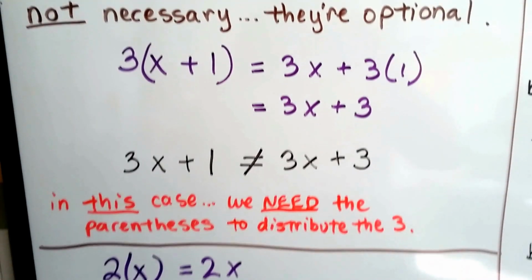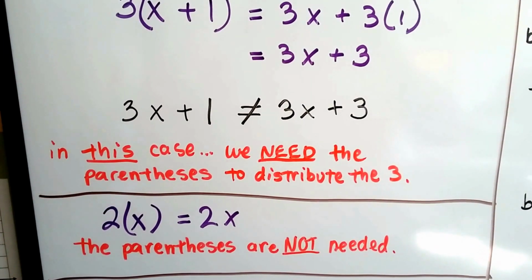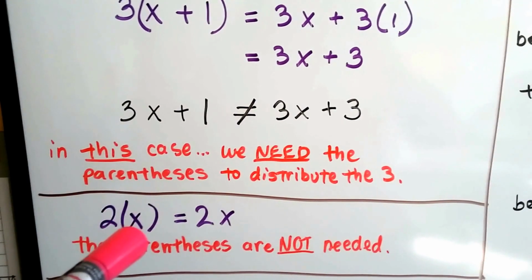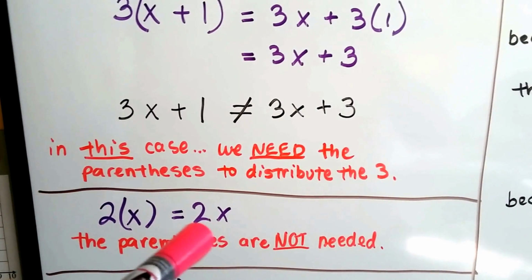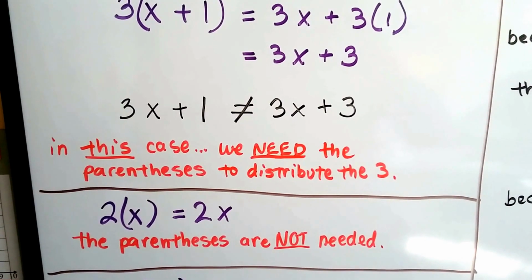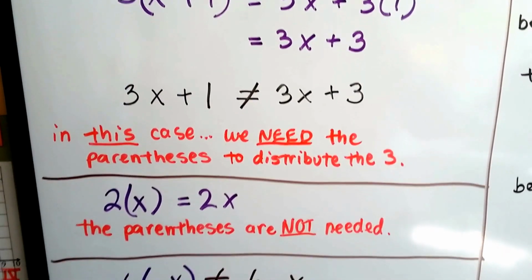It's very important. Look at this one. We've got 2 and then the x is in parentheses. Well, that means 2 times x. And we know that when a variable is next to the coefficient in front of it, that it means to multiply. So we really don't need these parentheses, do we?